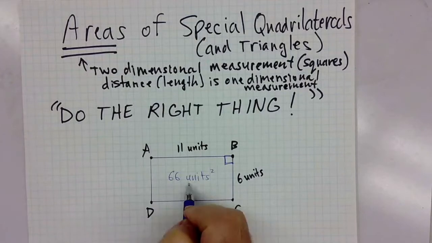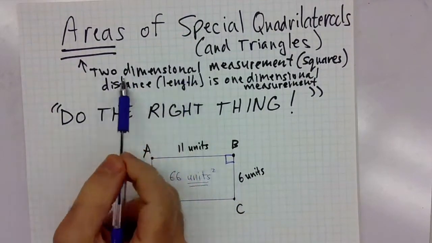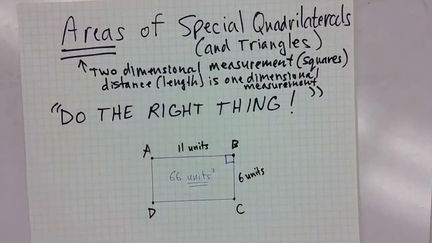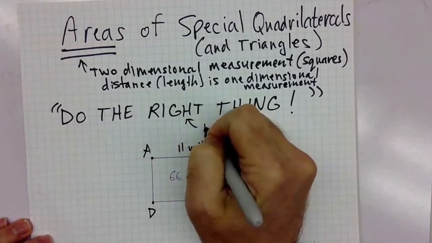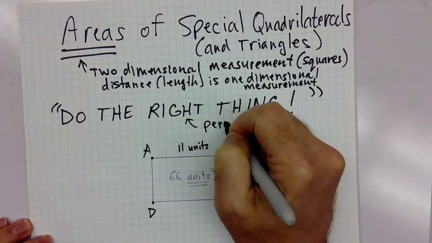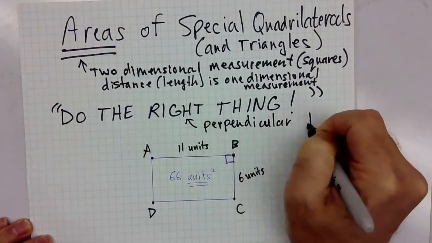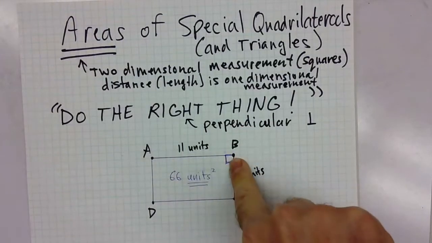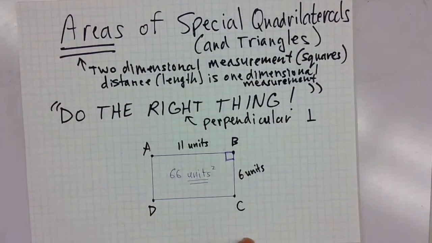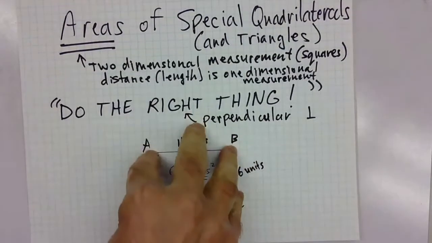When we're measuring an area, it's very important that we use square units. Why? Because it's a two-dimensional measurement. You cannot measure a two-dimensional measurement in one-dimensional units. Now, what do I mean when I say do the right thing? I mean that our measurements must be perpendicular, right? They must be at right angles. Well, with a rectangle, we always have a right angle because rectangle means right angle. So if I take one side times the other side, I'm going to get the area.